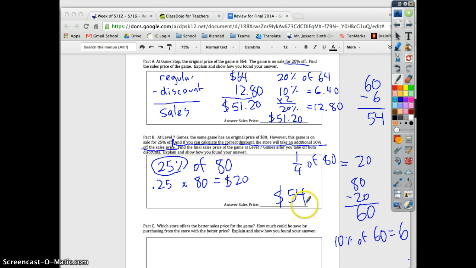54. So I have two sales prices here. GameStop is $51.20 and Level 7 Games is $54. Okay, where should we buy that game? Where should we buy the game? Jaya. Why?